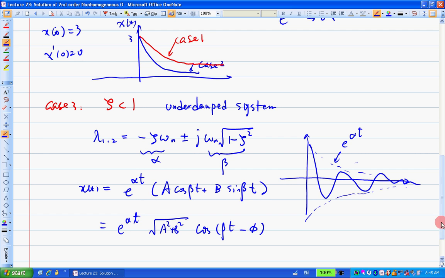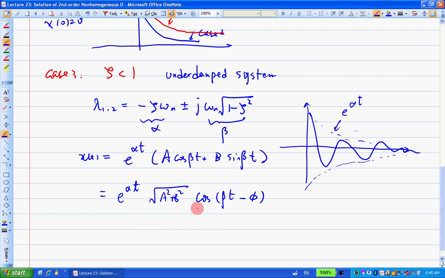Okay? So we can rewrite this quantity as this one here. What's inside the bracket is an addition of a sine and cosine, but actually it's basically a sinusoidal signal in the end. The amplitude of this sinusoidal is this one here. Okay, it's this. Is that good?